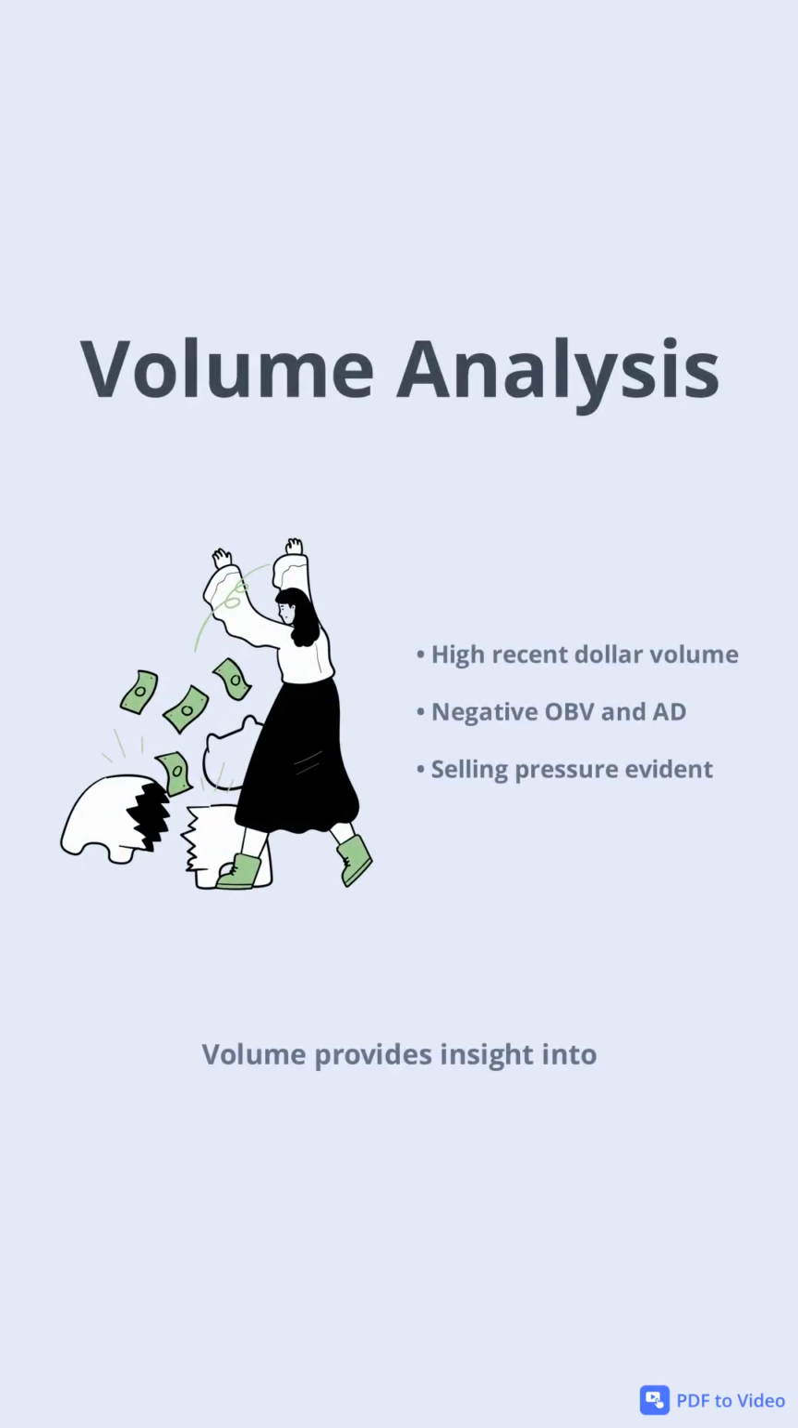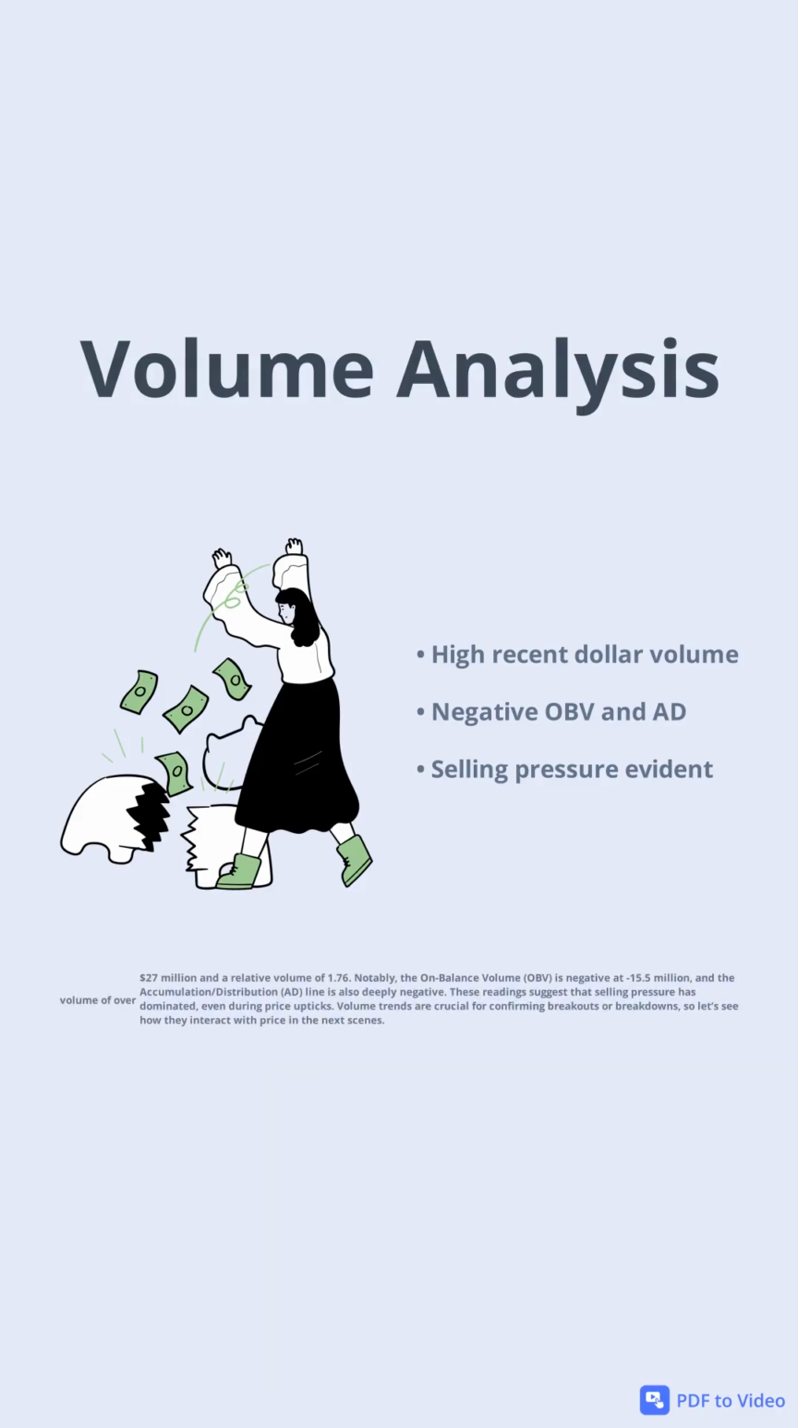Volume provides insight into the strength behind price movements. Over the last 64 trading days, SPCE has seen significant fluctuations in daily volume, with a recent dollar volume of over $27 million and a relative volume of 1.76. Notably, the on-balance volume OBV is negative at minus 15.5 million, and the accumulation distribution AD line is also deeply negative. These readings suggest that selling pressure has dominated even during price upticks. Volume trends are crucial for confirming breakouts or breakdowns, so let's see how they interact with price in the next scenes.